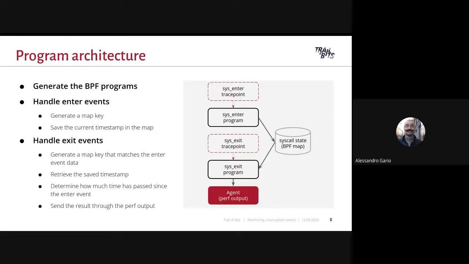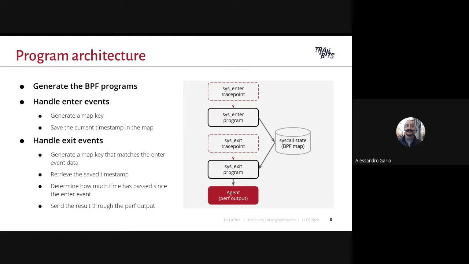So this is how our simple application works. Once the program is started, it generates a pair of BPF probes for the chosen system call. The first program handles the enter event when the function is called. The second program handles the exit event when the function exits. Both programs are then loaded and attached to the two trace points, which are the event sources that will call our code.